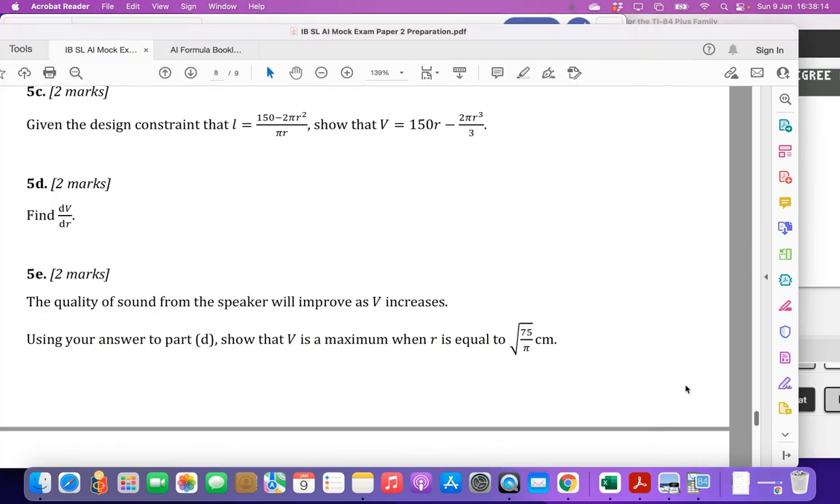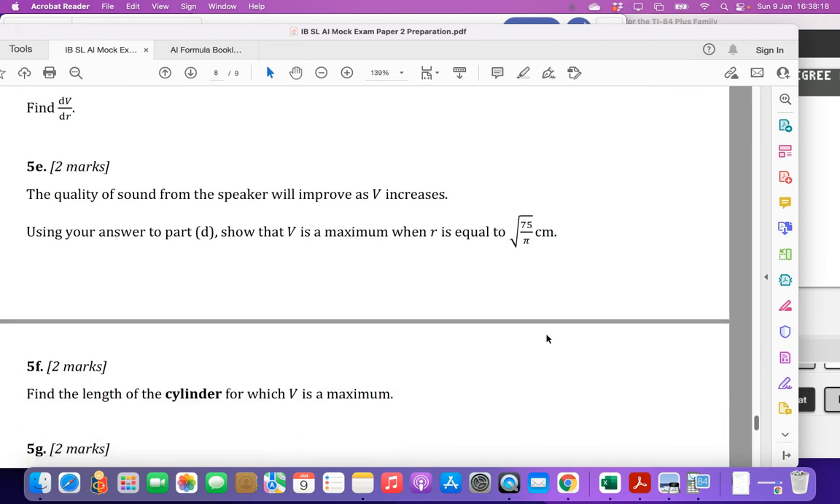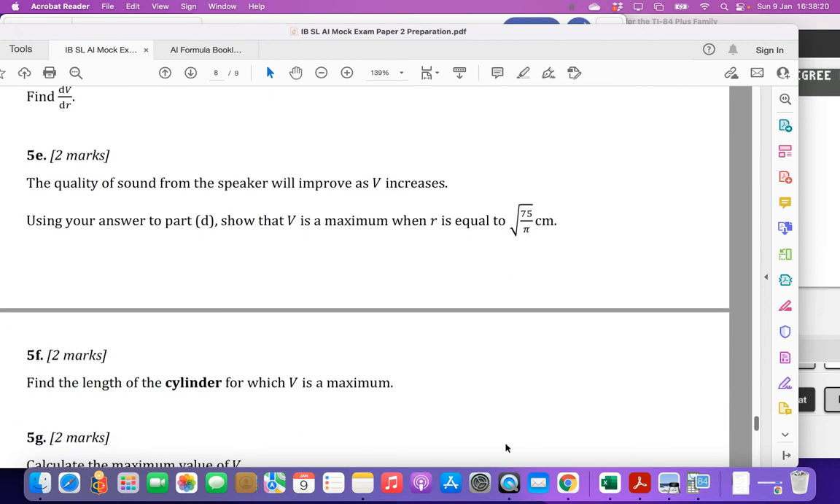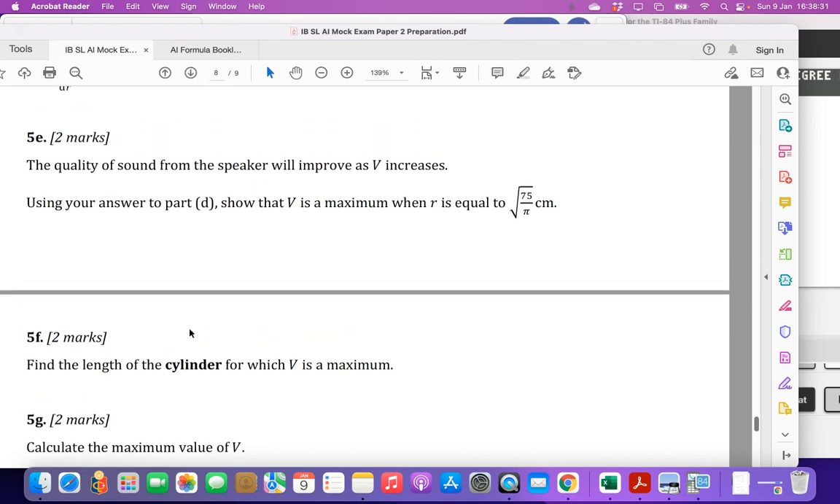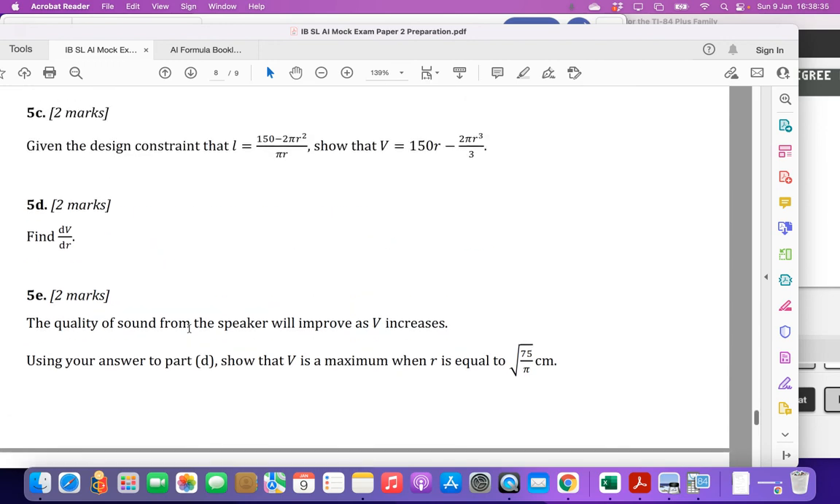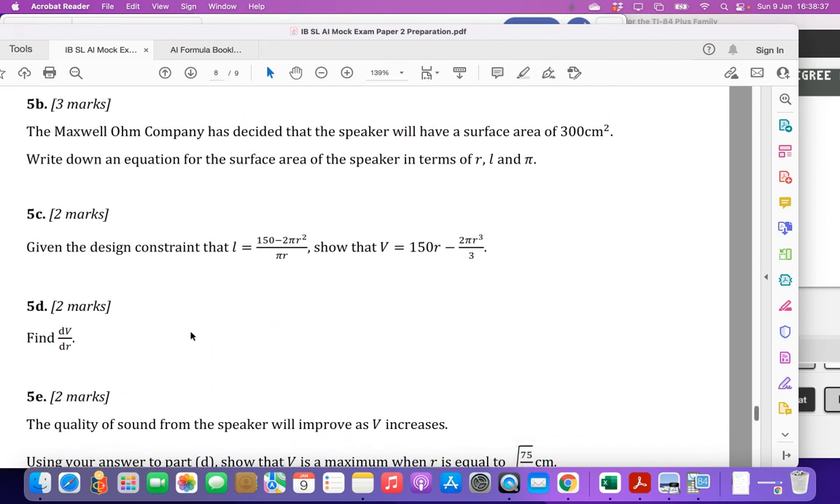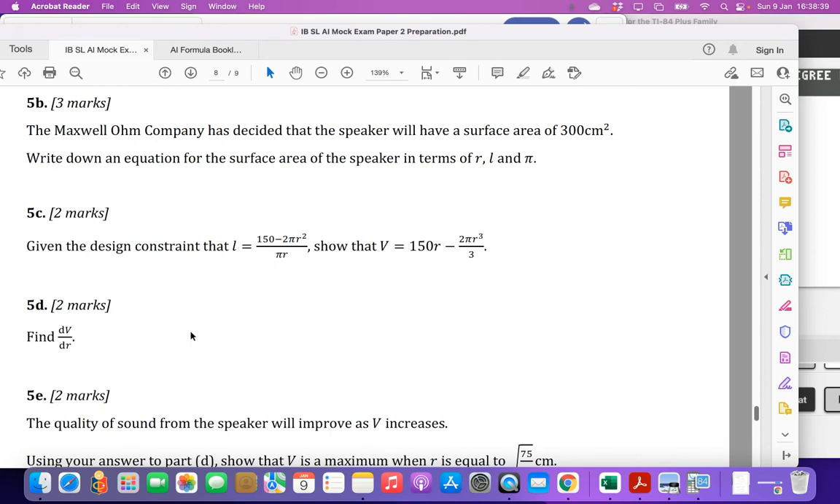Go to a new page. If I'm going to do a new page here, I need to, again, write the question number on there and my name on every page. Okay, so this is 5F, find the length of the cylinder for which V is a maximum. So the length of the cylinder we were given up here, 5F.